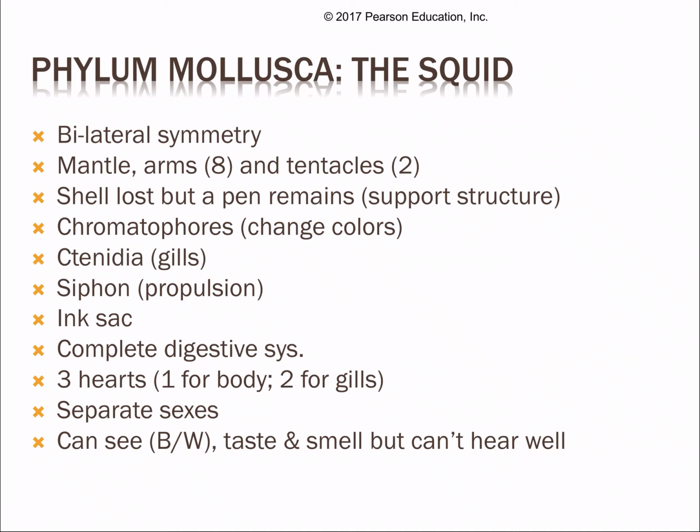They move through propulsion, like we talked about. They have a structure called an ink sac. They have a complete digestive system. 3 hearts, 1 for the body, 2 for the gills. There's male and female. They can see black and white, which is kind of interesting. They can taste and smell, but do not hear well.